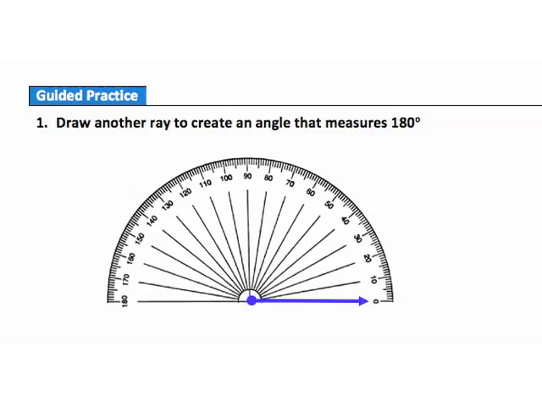Question 1. Draw another ray to create an angle that measures 180 degrees. The protractor is all set up here. We've got the vertex right there at the center, and the ray in line here. Now we need to draw an angle that measures 180 degrees. So we're going to count 180 degrees. For 180 degrees, we are going to go all the way around the protractor until we get all the way back to this side of the protractor. So actually this other ray needs to be drawn through this line right here. All I need to do to draw an angle of 180 degrees is draw this line straight out.